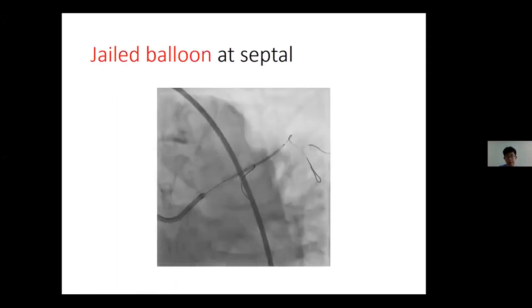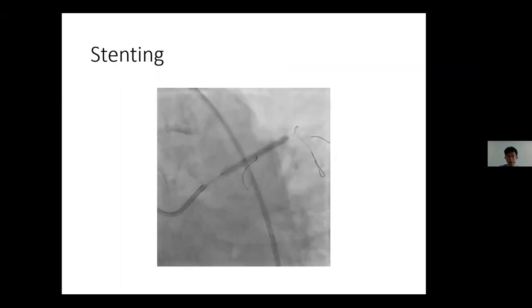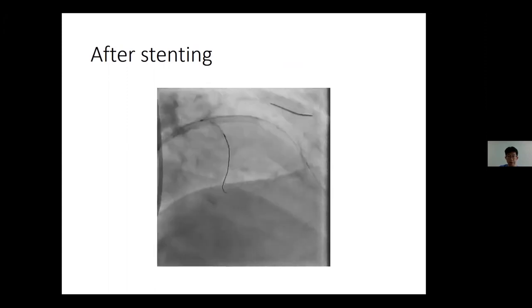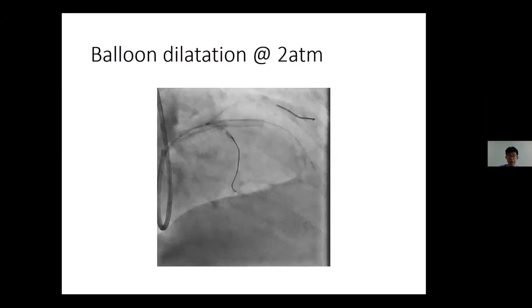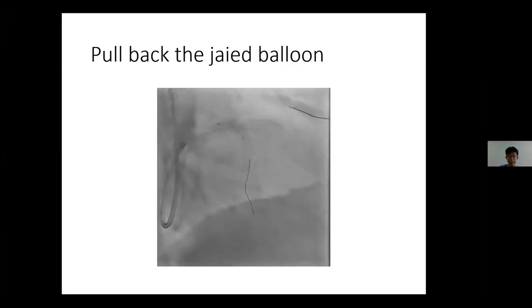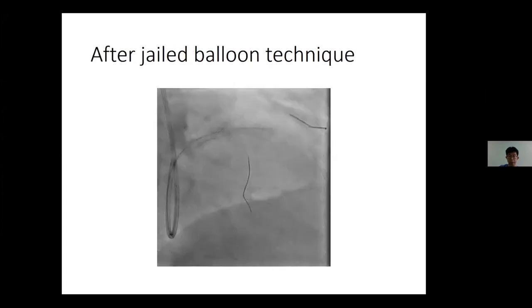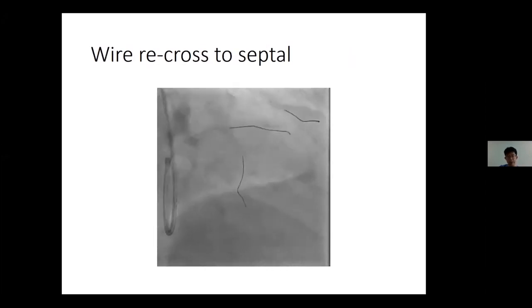And then we tried the jailed balloon technique at the septal branch with a 2.0 balloon. And after stenting here, the septal branch 2.0 balloon still remains. And then we performed balloon dilatation at 2 atmosphere, small atmosphere, and then pulled out the jailed balloon. So guide position is very important because of counteraction during the balloon pulling out here. And then after the balloon technique here, the septal branch did not disappear. So wire recross to the septal branch was very easy.